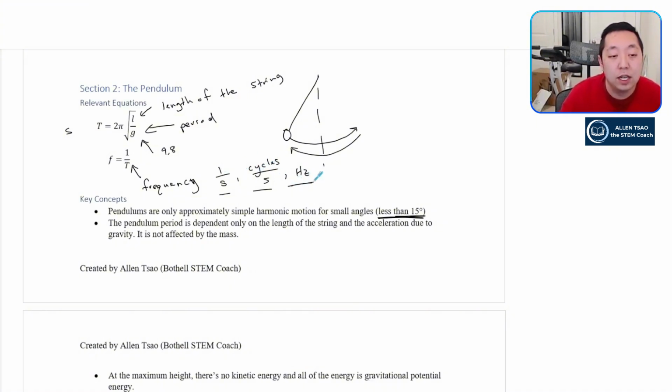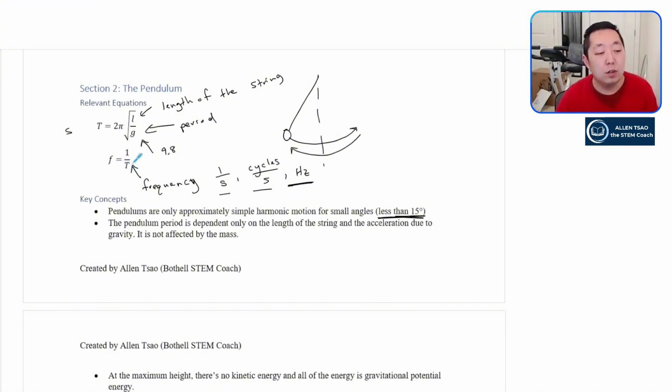But hertz is another term you might see. If you've ever heard the term hertz, that's what it refers to. It's 1 over seconds is the units. These are all the same units. So if you see a question talk about it in hertz or cycles per second, it's just telling you the frequency, and that's 1 over the period.